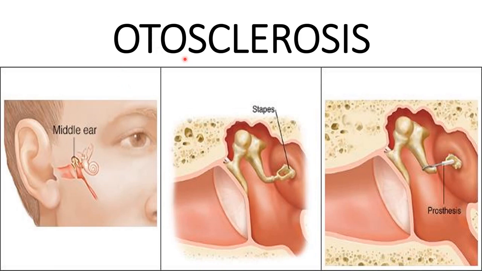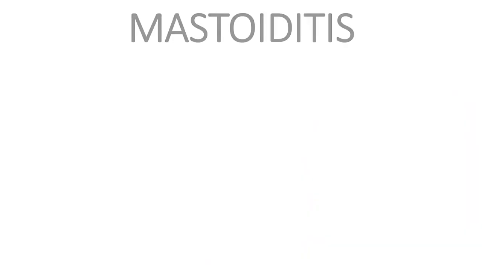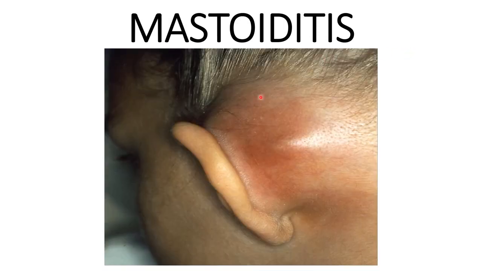So oto is ear and sclerosis is nothing but abnormal hardening of body tissue. The condition is caused by abnormal bone remodeling. You can see here bone remodeling in the middle ear. What is mastoiditis? It's nothing but inflammation of the mastoid bone. So in this region, back of the ear, behind the ear.